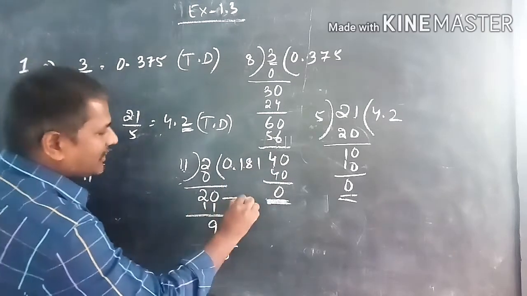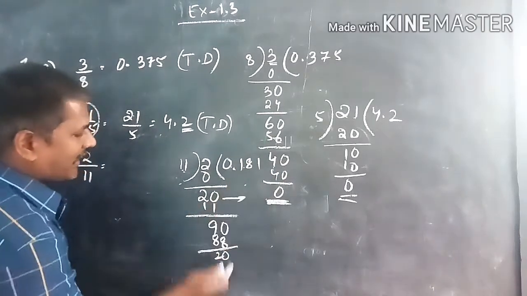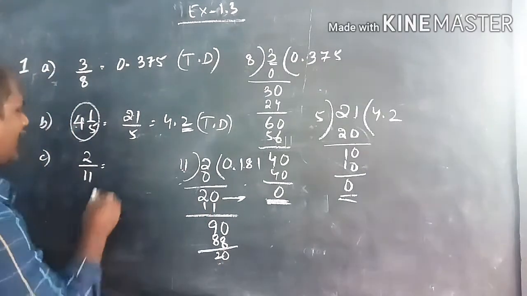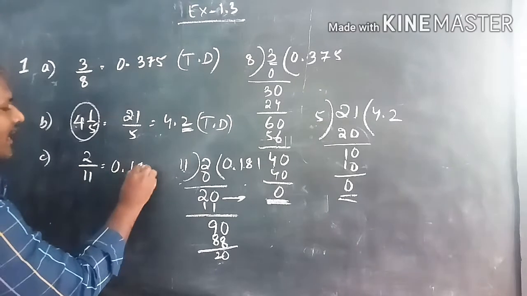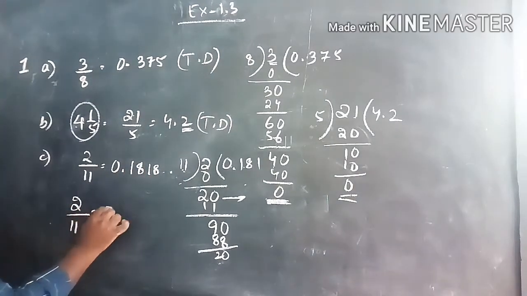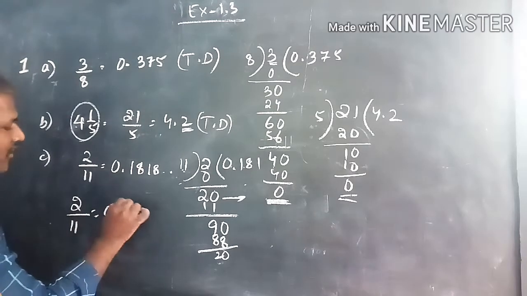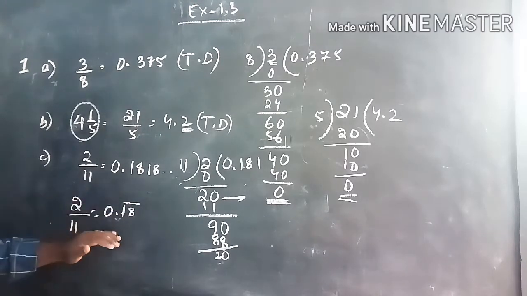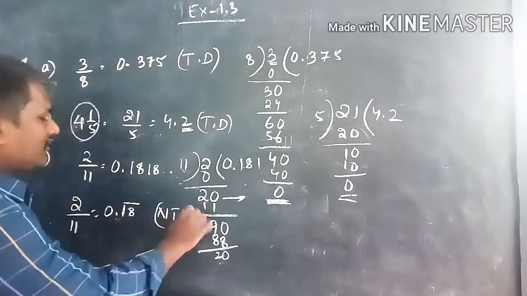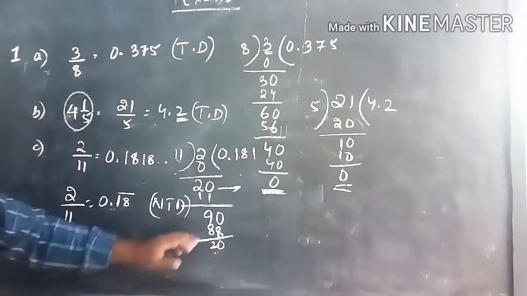Similarly, the same thing is repeated: 2 and 8, 2 and 8, 1 and 8, 1 and 8. So this can be written as 0.1818 and so on. Also, 2 by 11 is equal to 0.18 bar. So this is a non-terminating decimal. This is non-terminating decimal because it doesn't end with the remainder 0.